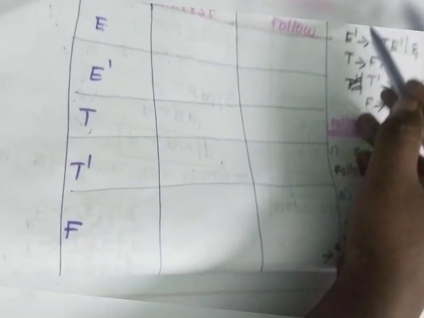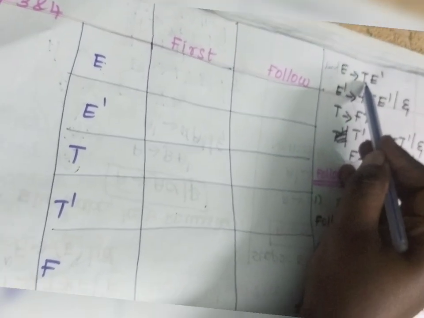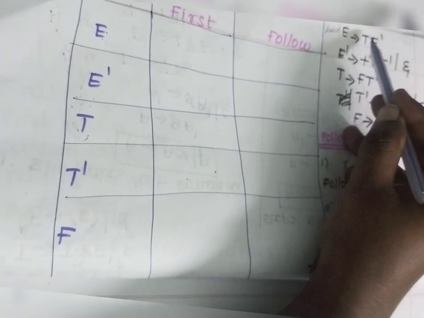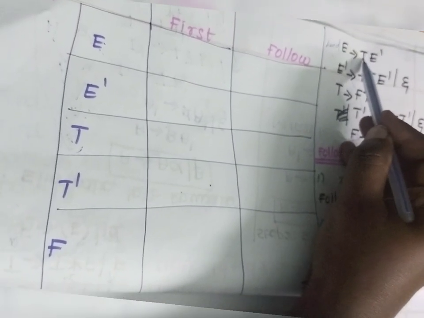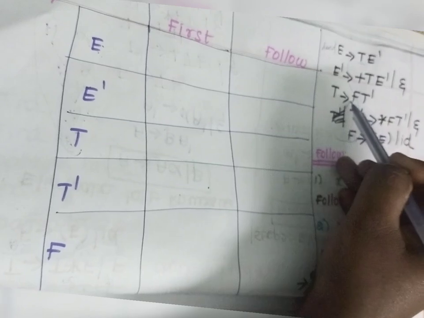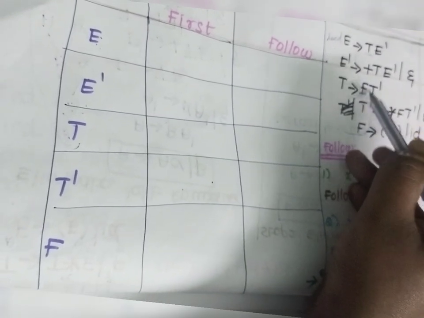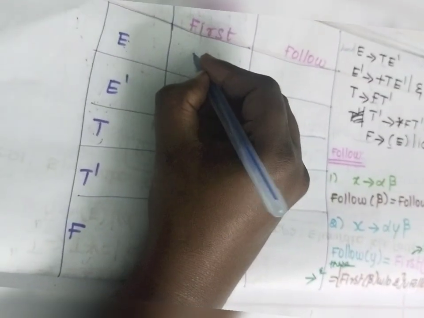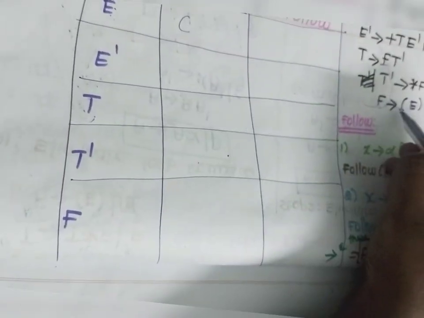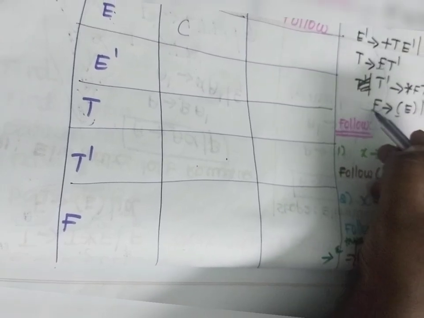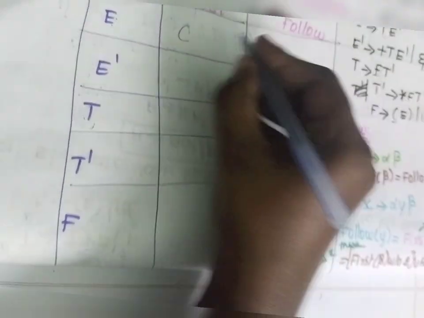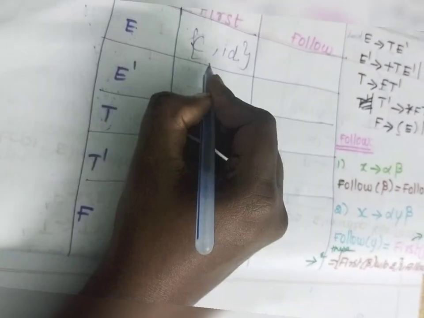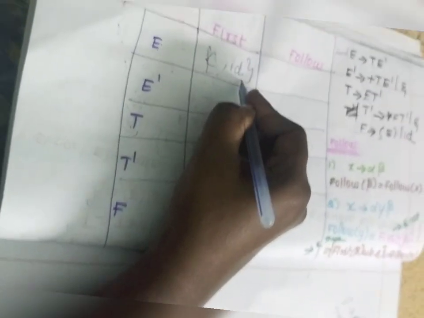Then you can check whether E first meets a terminal or not. E meets a non-terminal, T only. Then what is the first position of T? T first meets F only. Then what is the first position of F? F meets open bracket. Then you have to write the open bracket. F also meets ID, because it is a split. So the first position of E is open bracket and ID.